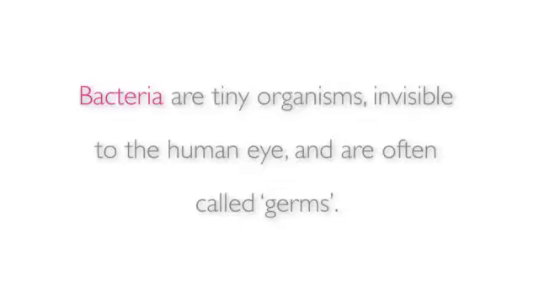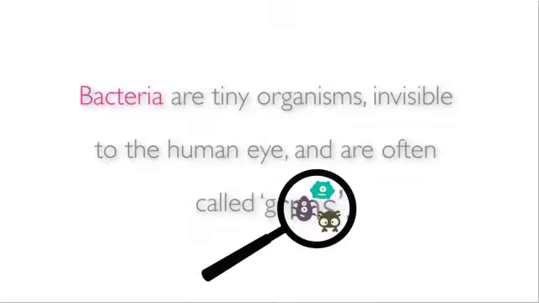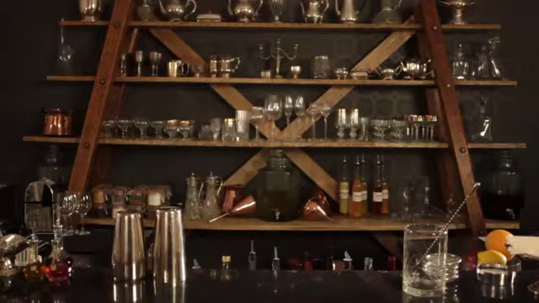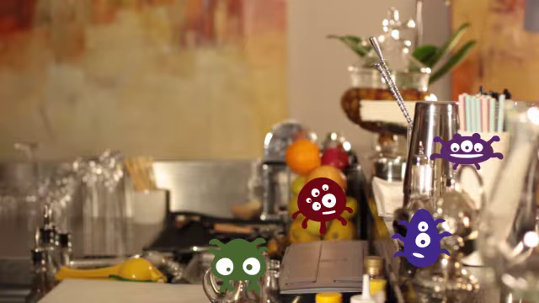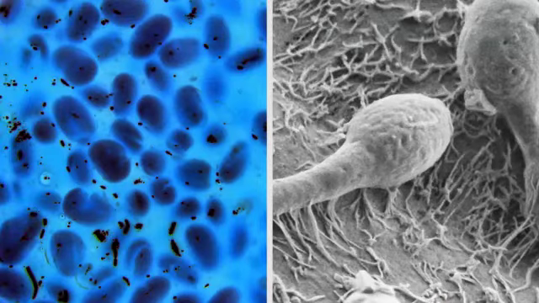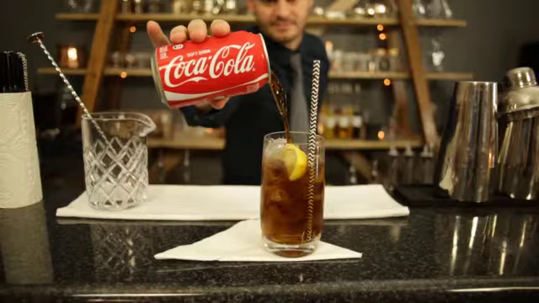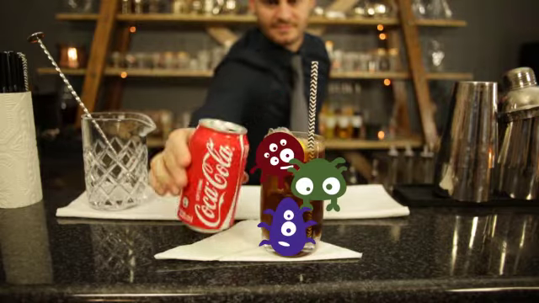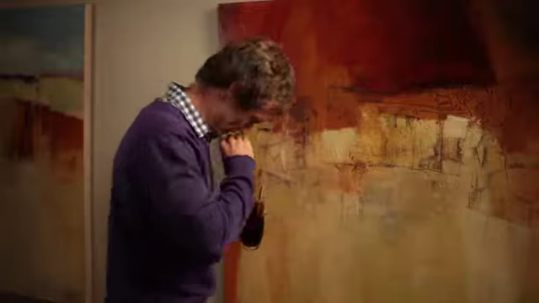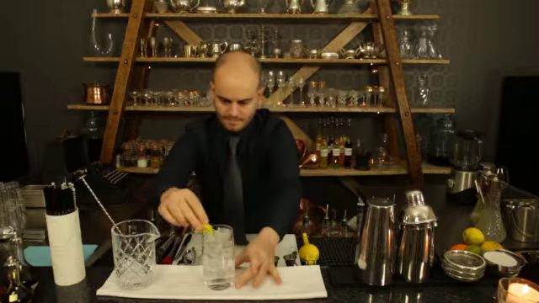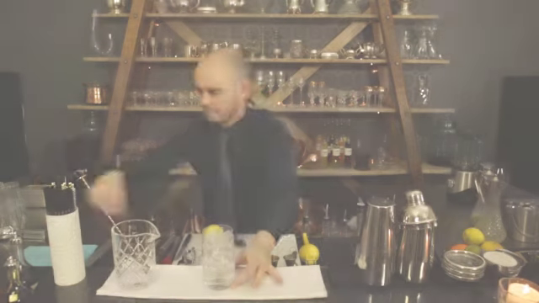Bacteria are tiny organisms, invisible to the human eye, and are often called germs. We find bacteria everywhere, on the ground, in the air, even in our bodies, and most of these bacteria are not harmful. But some bacteria, called pathogens, are harmful. This means that whatever comes into contact with pathogens gets contaminated and becomes dangerous to consume. This means that we must do everything that we can to prevent the spread of pathogens through our drinks.